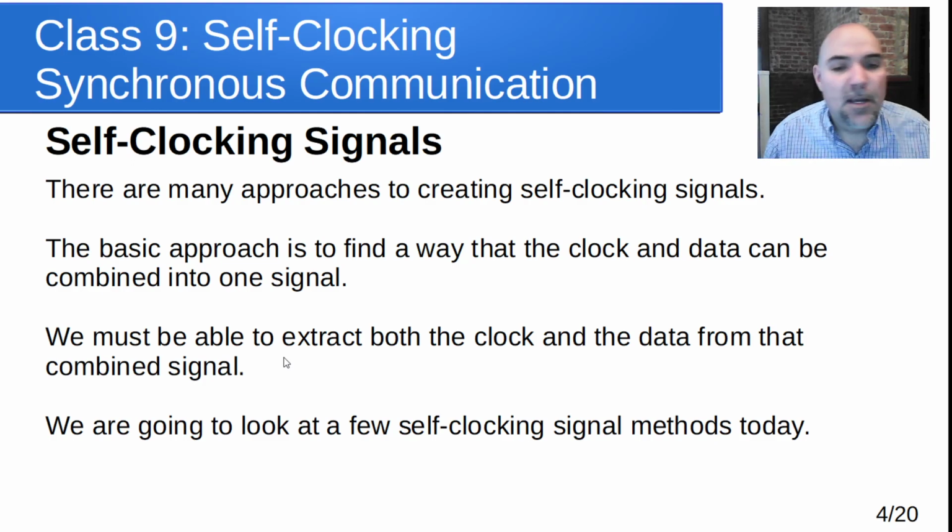So we have to be able to combine them together into one signal, and then on the other end, pull them back apart again and say, okay, I know that this data is right, and I can see when the clock pulses are to know when the data is at each bit level, or however it's encoding the data. And we're going to look at a few of those self-clocking signal methods, starting on the next slide.